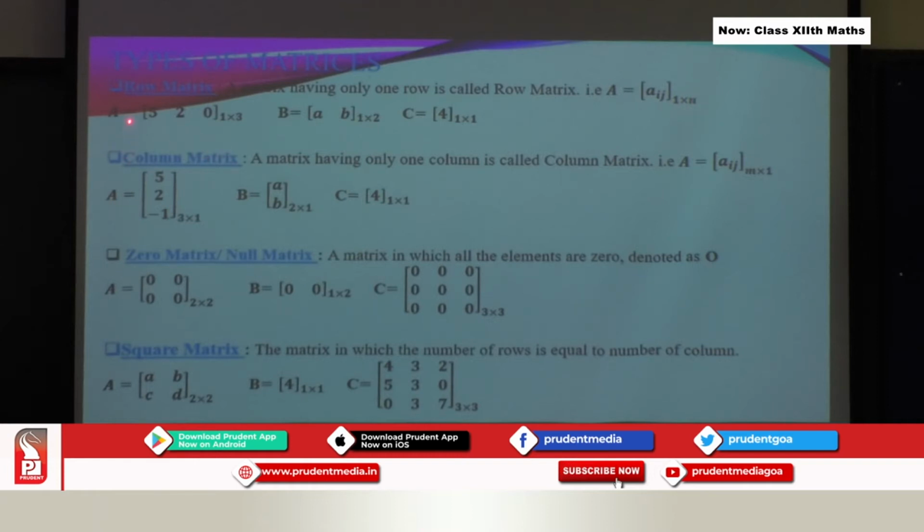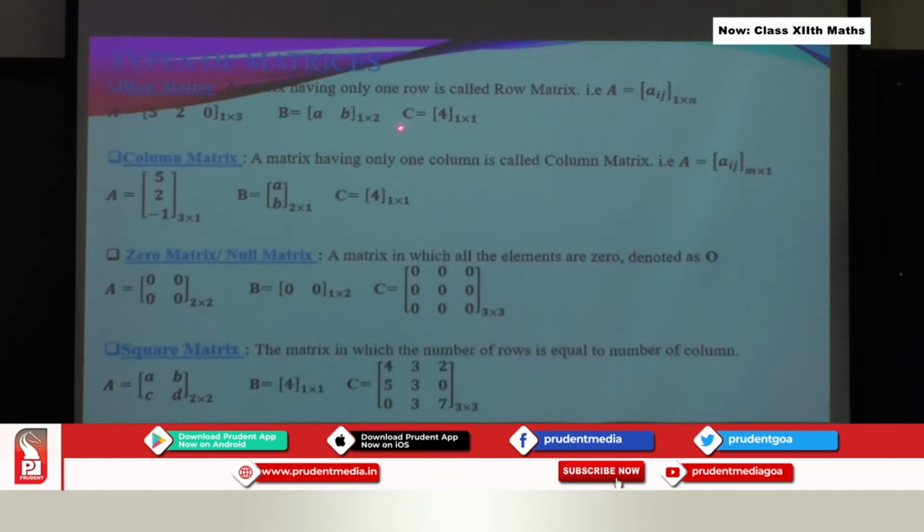Now look at the examples. A equals 5, 2, 0. These are the elements, and it has only one row but 3 columns, so the order is 1 cross 3. Now look at the second example. B equals, here you have 2 columns but only one row, so at m's place you have 1. So it is 1 cross 2, and so on.